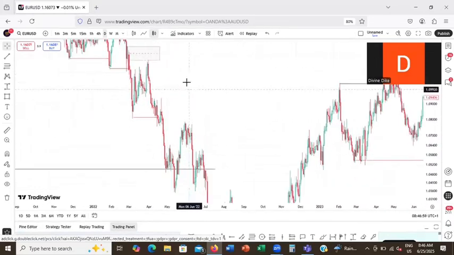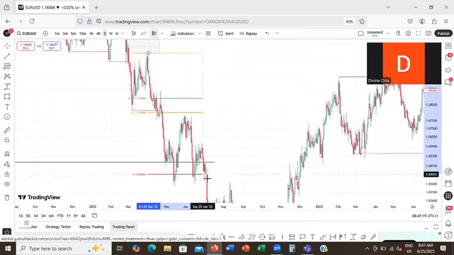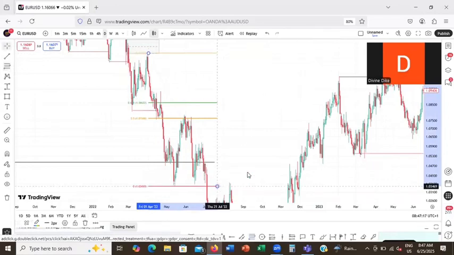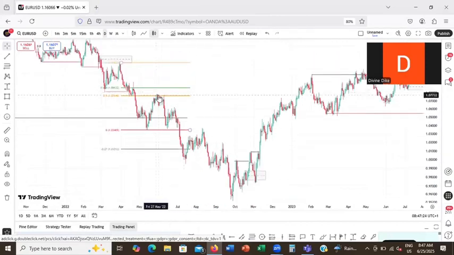And now we have another impulsive move. After it touched this order block, we saw the market rally down. So what we do now is we pick our Fibonacci from this high to this low. Now, the market did not touch our 0.618 level here. It rather touched our 0.5 and then continued.